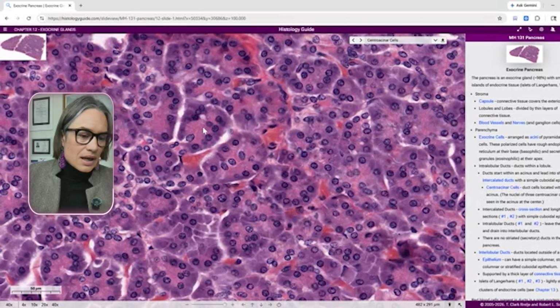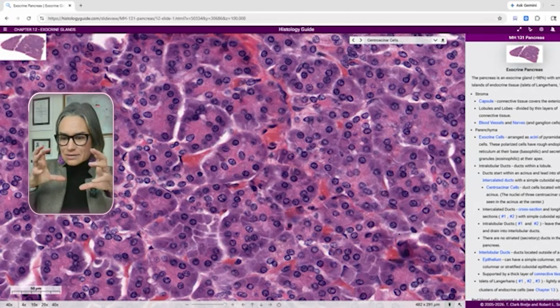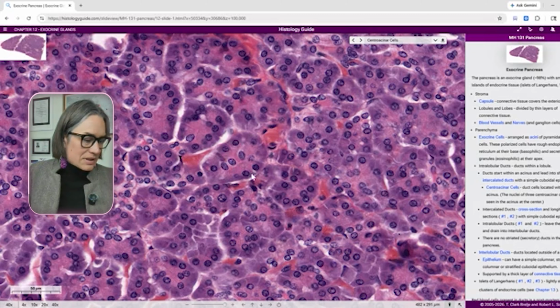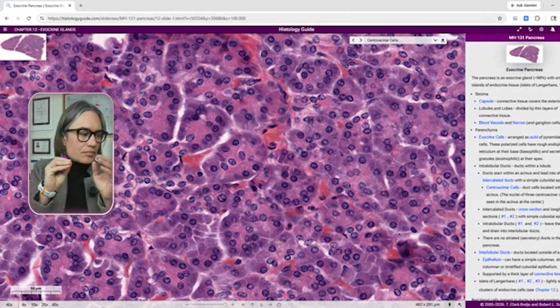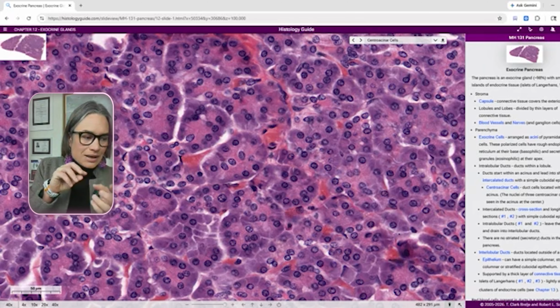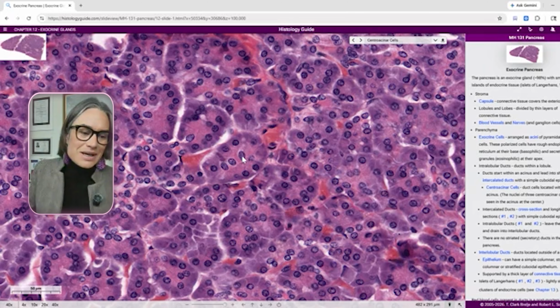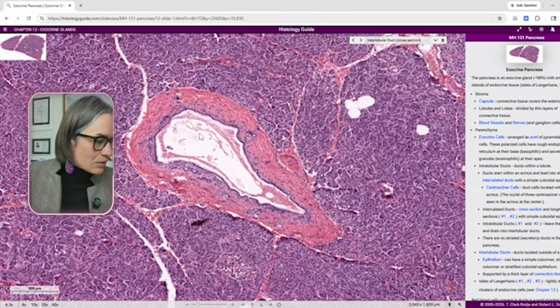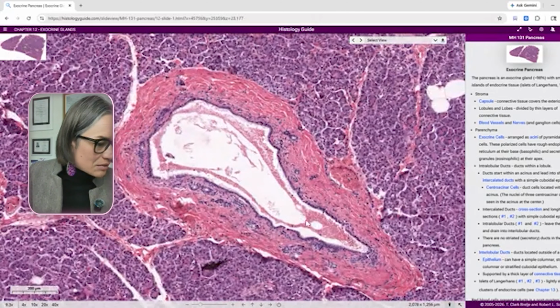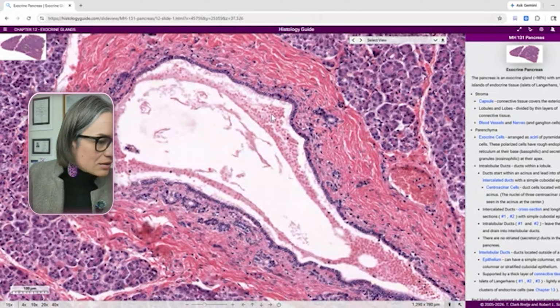Okay, so the duct is located within the acinus. So the acinus, as you can see, has cells around, and then these cells produce their product into the inside, and then it goes to the ducts, and then the ducts get bigger, bigger, bigger, and this, oh, you can see, we have some blood here.